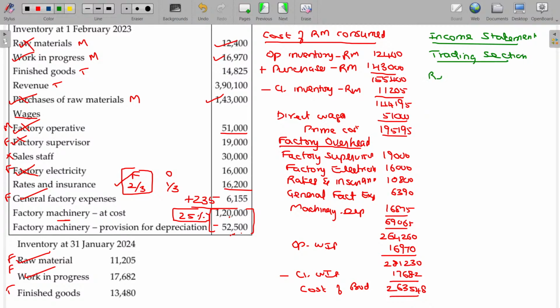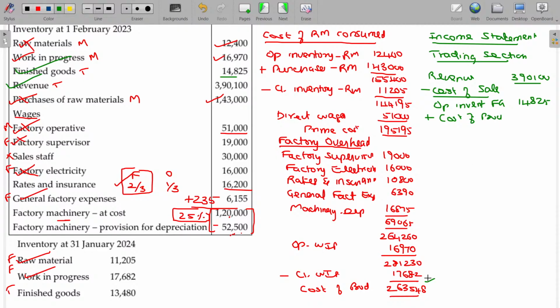Revenue. Revenue is given here, 3,90,100, minus cost of sales. Under that, opening inventory of finished goods being 14,825. Add cost of production. You don't purchase it from outside. The item produced in the factory will be transferred from the factory to the trading section.